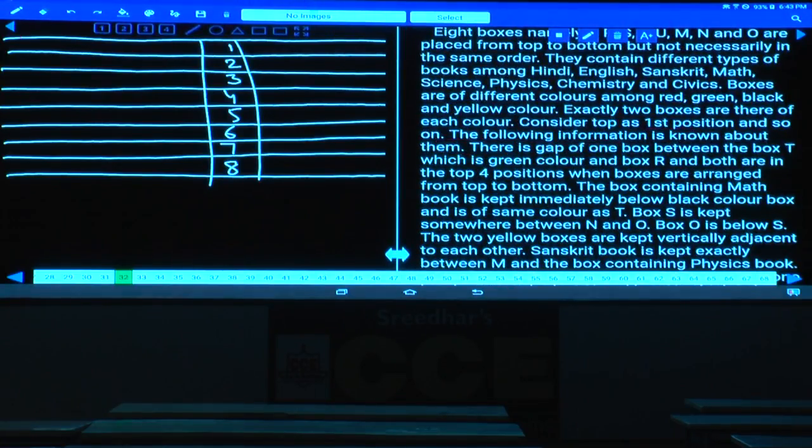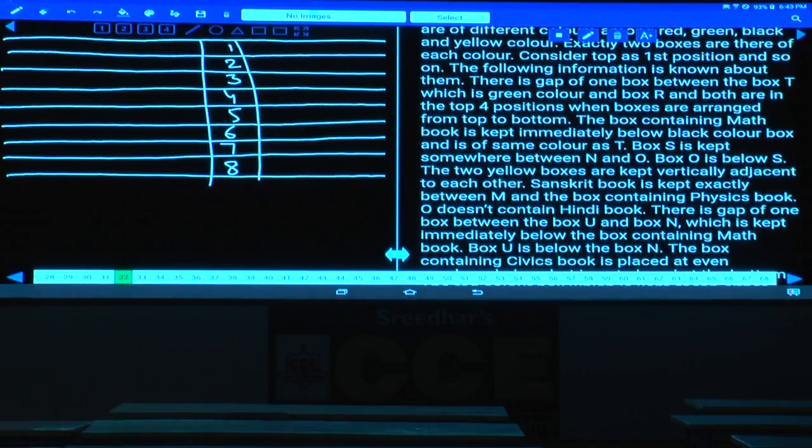What is the information here? There is a gap of 1 box between R and T. There is a gap of 1 box between the box T, which is of green color, and box R, and both are in the top 4 positions. As both these are in the top 4 positions, what are the different possibilities we can have? R and T can be at 1 and 3, this is one possibility. Then what is the second possibility here? Between R and T there must be exactly 1 box, and R and T must be in the top 4 places. So we have 2 possibilities for R and T, and both are from the top positions.